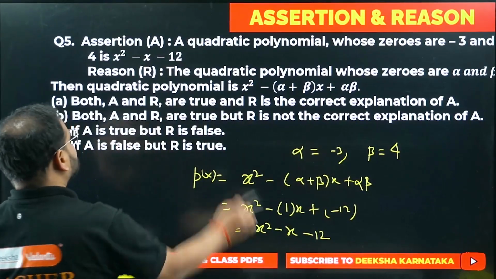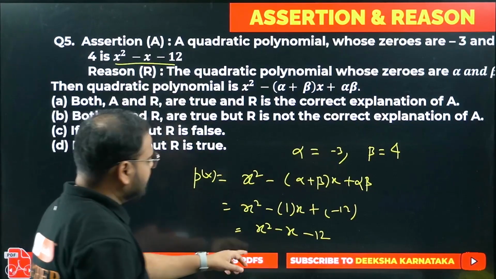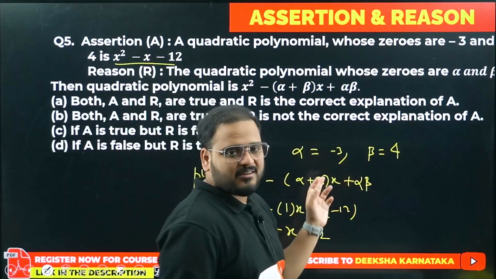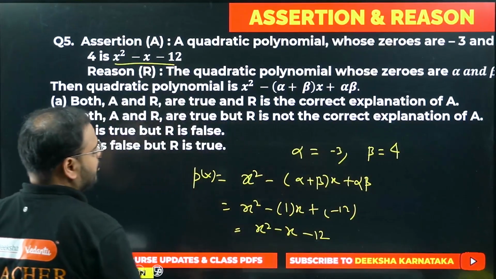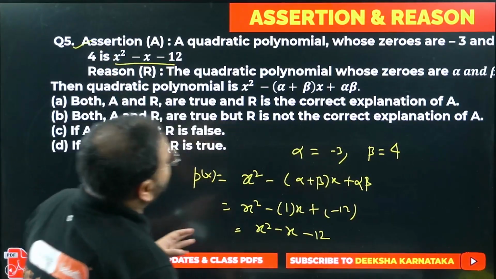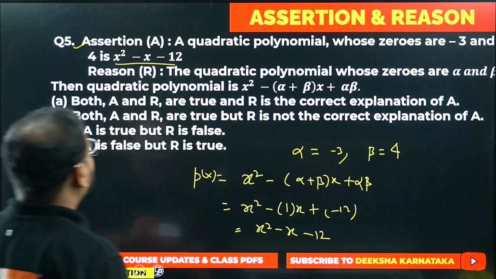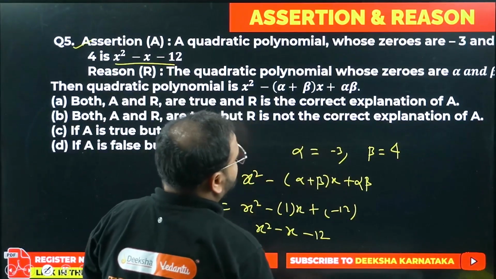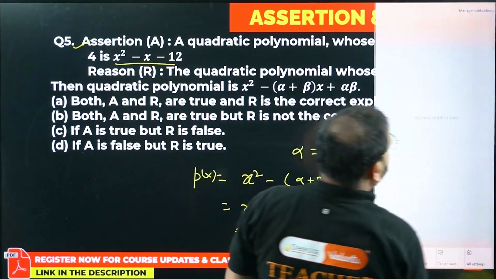Is it? Yes. Same thing is here. It means yes, alpha and beta are the roots for the given polynomial because we have constructed it. So the assertion is right. Let's read the reason. The quadratic polynomial whose zeros are alpha and beta. Okay, it's not visible on this side. Alpha and beta.